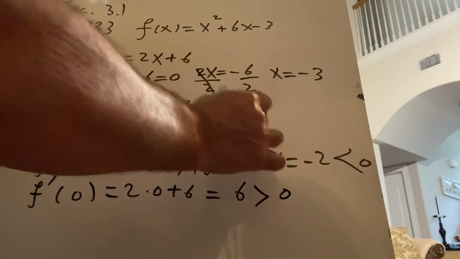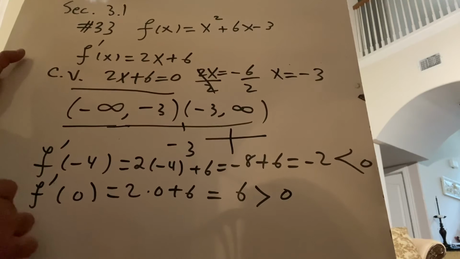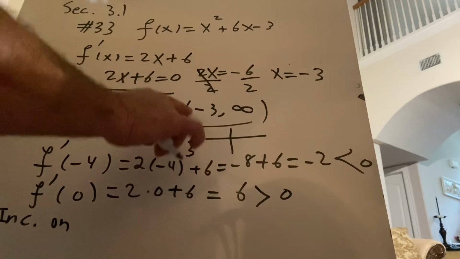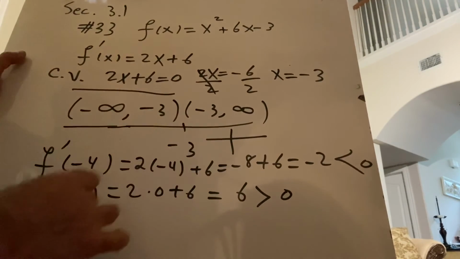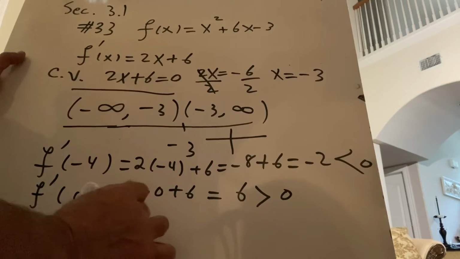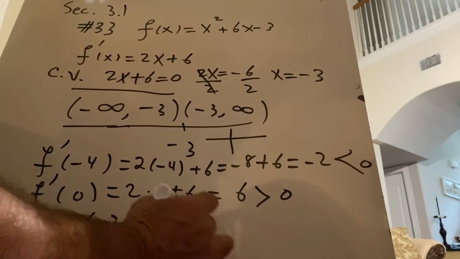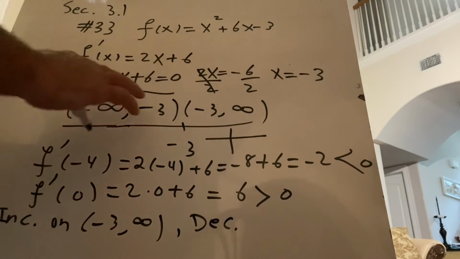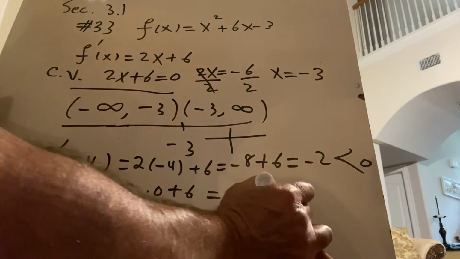So you already know where this function is increasing, where it's decreasing. I'm just going to make a note of that. I'm going to put INC for increasing. Now, whenever the derivative is positive, the function is increasing. So on this interval, the function will be increasing because the derivative is positive. So it's increasing on negative 3 to infinity, which, by the way, is going to help us in a minute when we graph it. Also, decreasing, I'm going to put DEC as an abbreviation for decreasing. Where the derivative is negative. And of course, in this case, the derivative is negative on the interval negative infinity to negative 3.